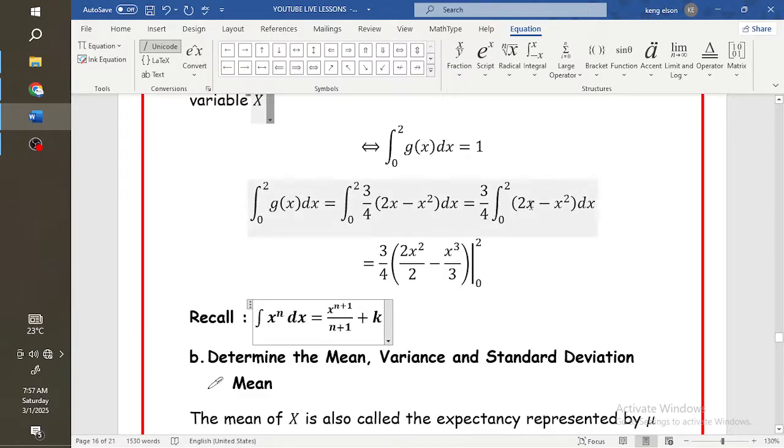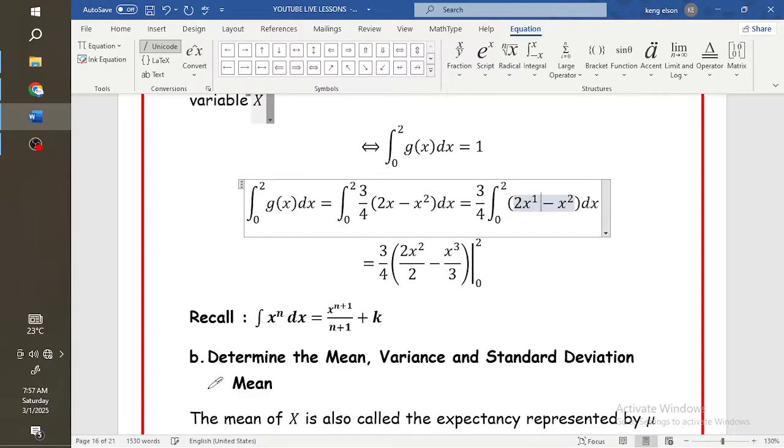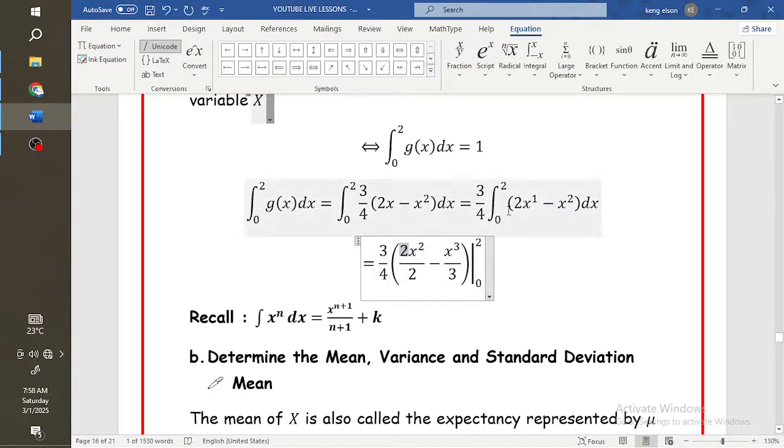Okay, so this 2x is the same as 2x raised to the power 1. Okay, so 2 is a constant, so it remains there. If I integrate this x that is here, I get x to the power 1 plus 1, which is x to the power 2, divided by 1 plus 1, which is 2. Then, since this is x squared, you are going to have x to the power 2 plus 1, which is 3, divided by 2 plus 1. So that is the rule I used in integrating this.